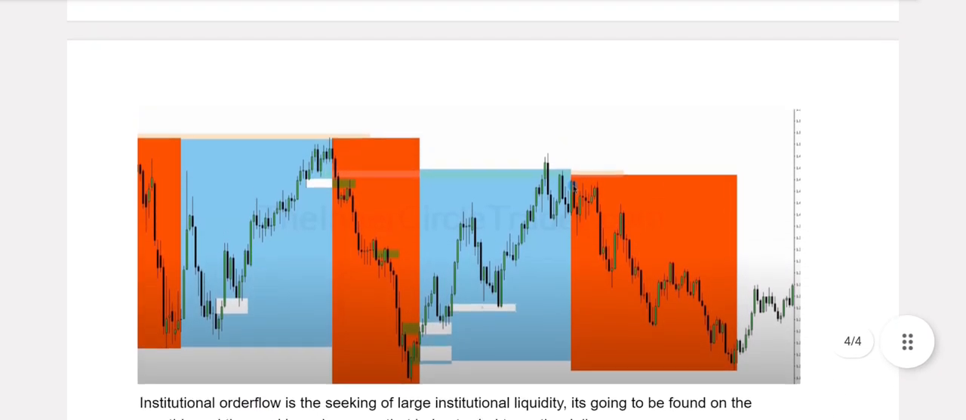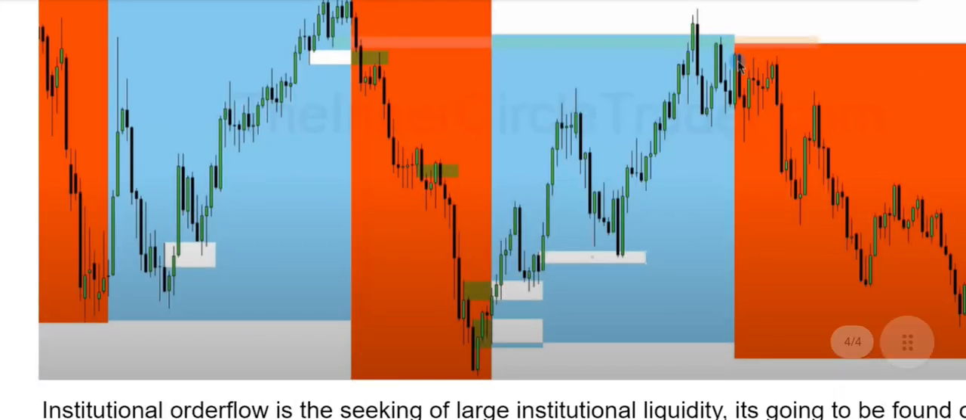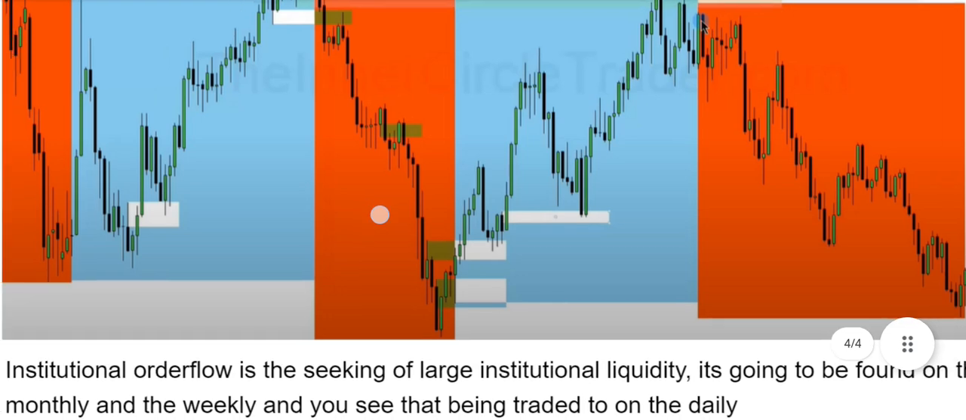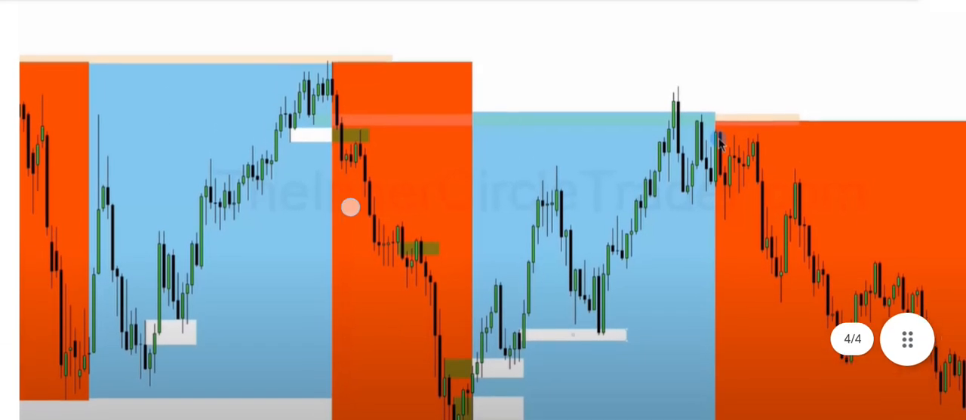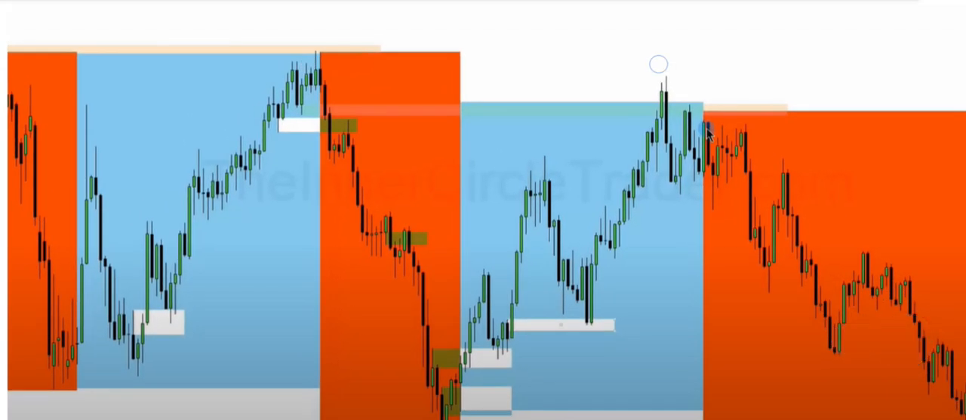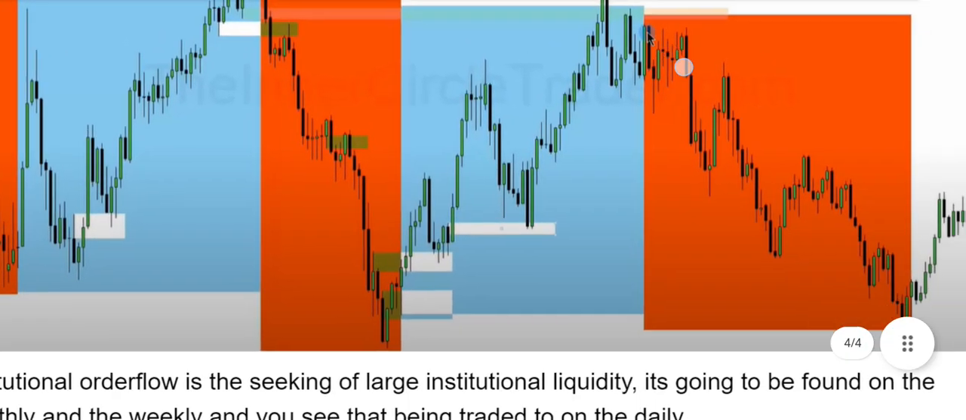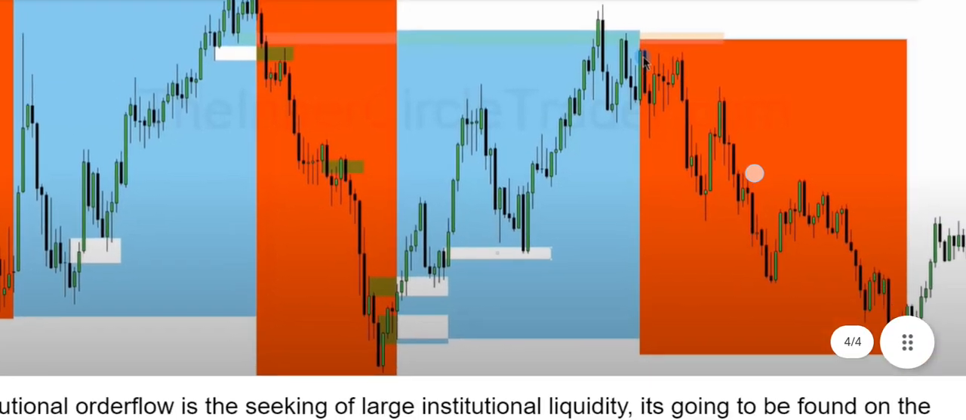You can see this very clearly. Look at the charts. This is the liquidity. After it was captured here, we had a reversal. You see, we had a reversal coming like this.